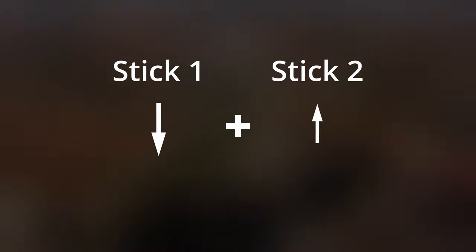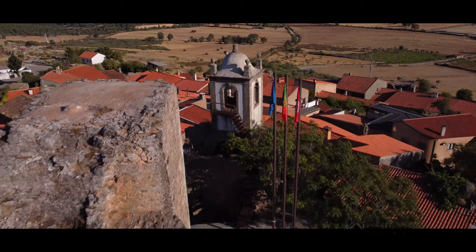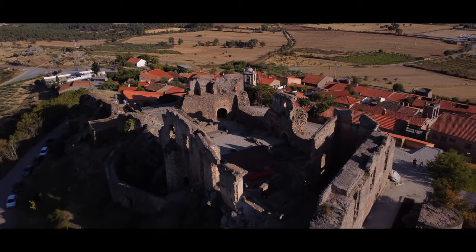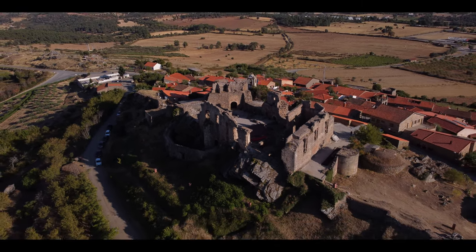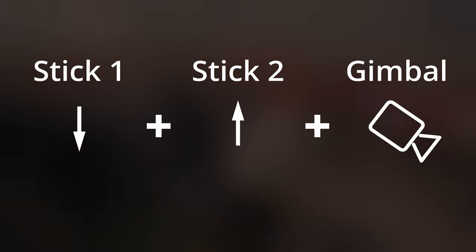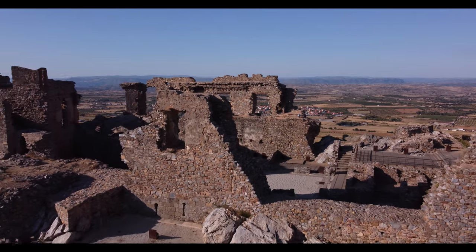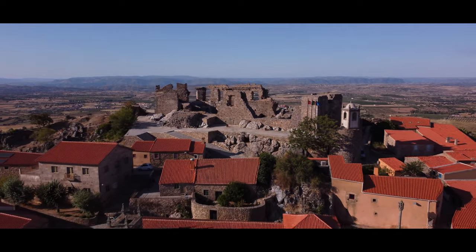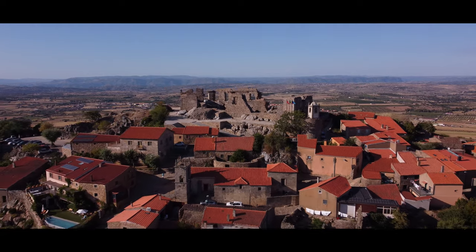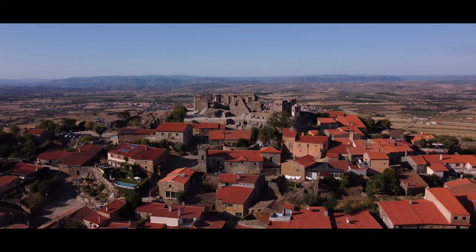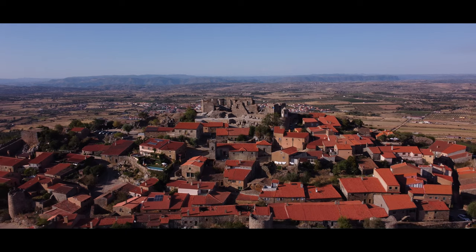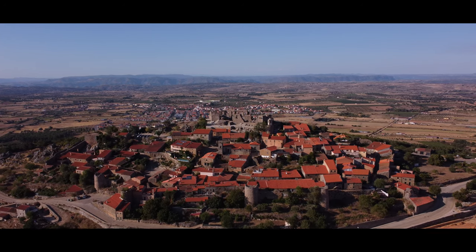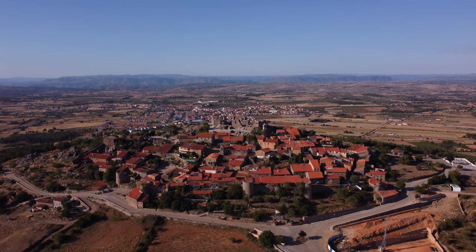Next, we will fly over the castle by moving back and up. For our final shot, we are going to move back and up while tilting the camera down to always keep the castle in the center. This shot is always a good idea for an ending scene.